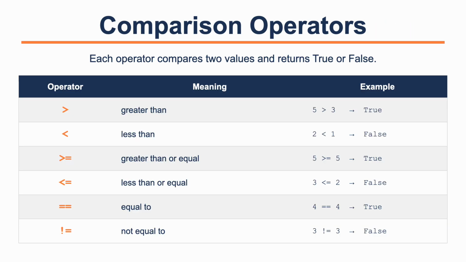Comparison operators let you compare two values inside a condition. Each one returns either true or false. Python has 6 of them. They cover equality, ordering, and inequality. The table shows each operator, what it means, and an example.